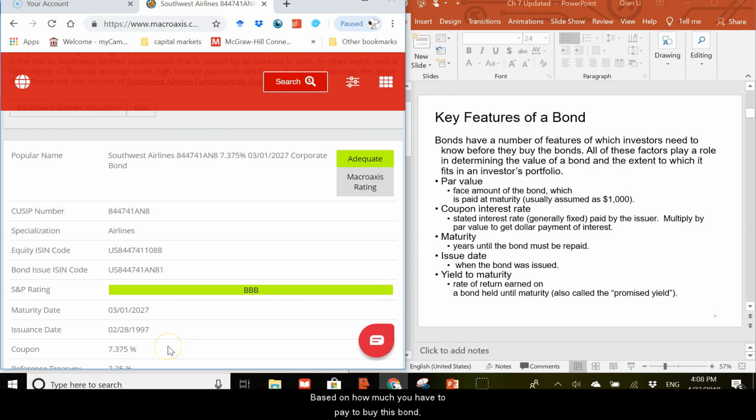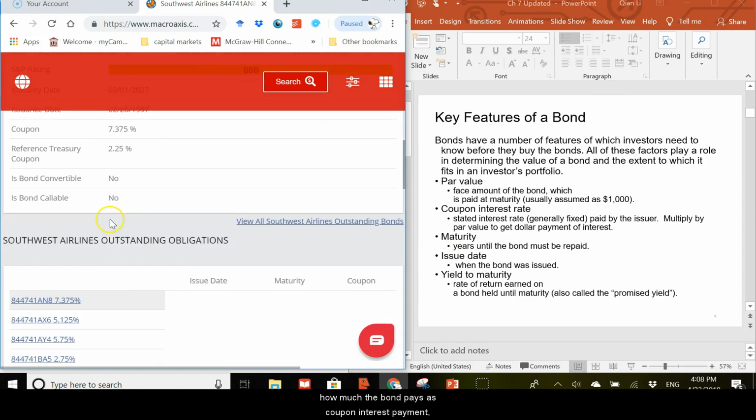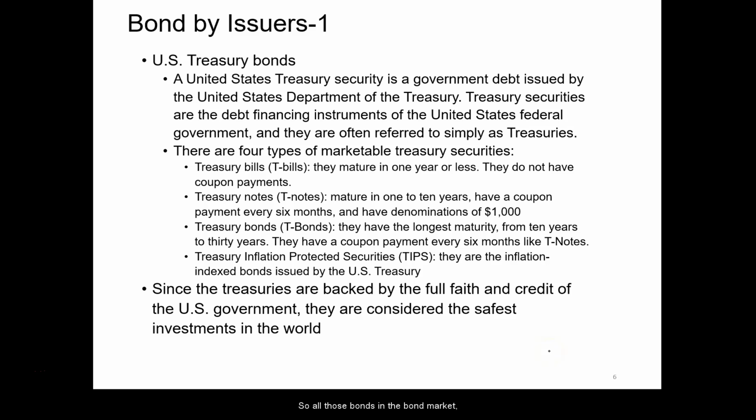Based on how much you had to pay to buy this bond, how long this bond has till maturity, and how much the bond pays as coupon interest payments, we can calculate the return for the investors. We'll talk about this later, but at this point, let me just say this return is called yield to maturity. It helps us to understand the rate of return in these investments. And again, we'll talk about the calculation later. So all those bonds in the bond market, where are they coming from?